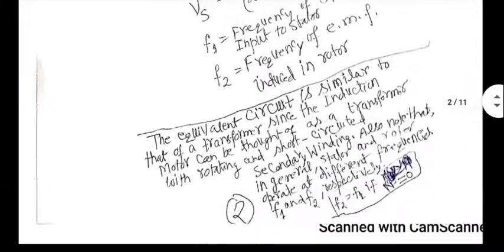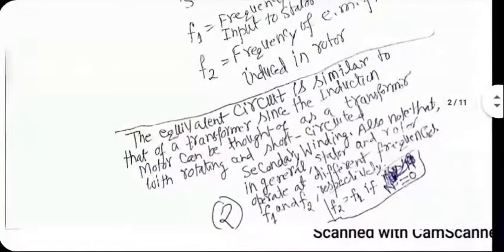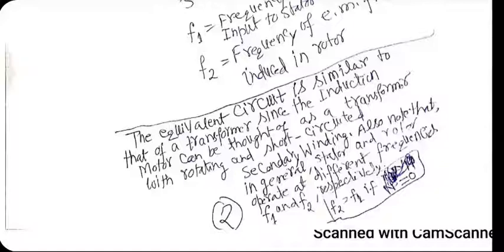Now, this is a very important statement that we should read once again. The equivalent circuit is similar to that of a transformer, since the induction motor can be thought of as a transformer with rotating and short-circuited secondary. Also note that in general, stator and rotor operate at different frequencies, F1 and F2. And F2 is F1 if slip happens to be 1, which is when N is 0.